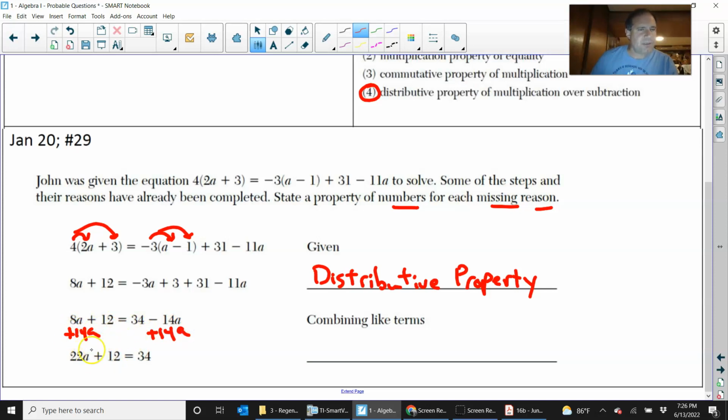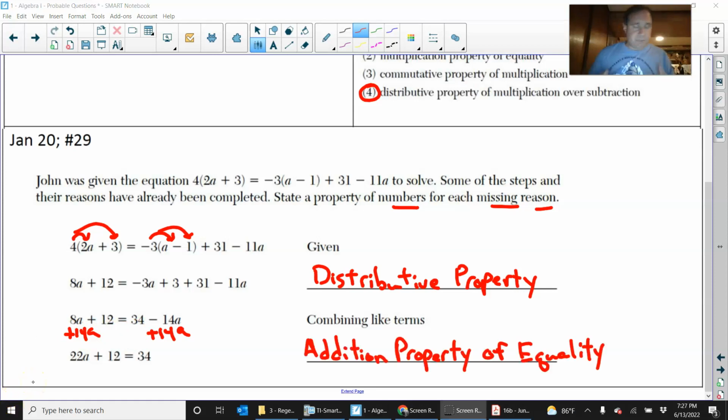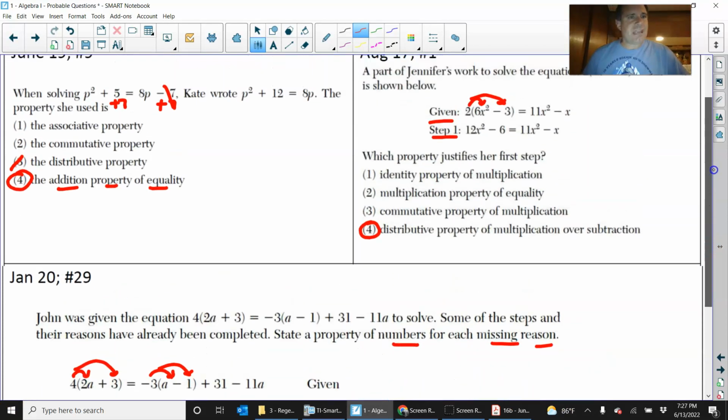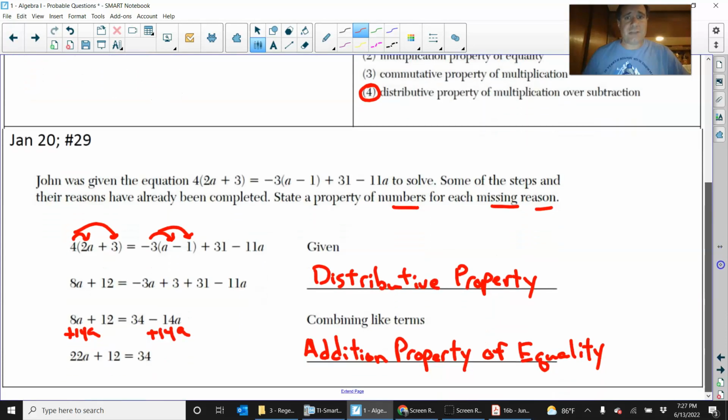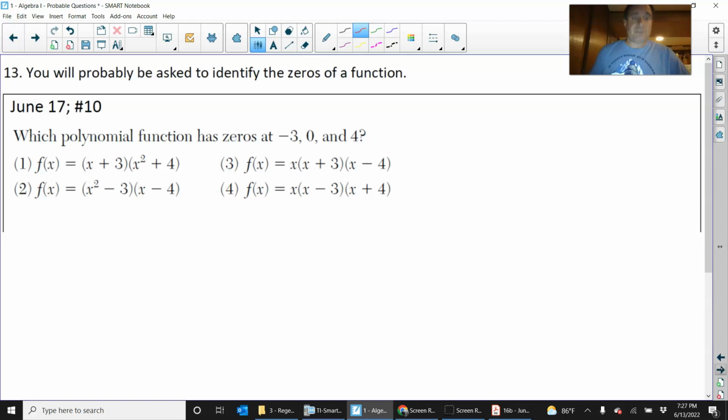And it becomes 22a. Adding something on the same side, adding that same thing on opposite sides, what property is that? It is the addition property of equality where you add the same thing on both sides. Look, they asked it in 2019. They asked it again in 2020. Addition property of equality. If you subtract it on both sides, it would be the subtraction property of equality. If you divide it on both sides, it would be division property of equality.